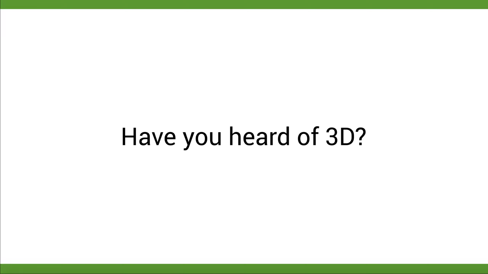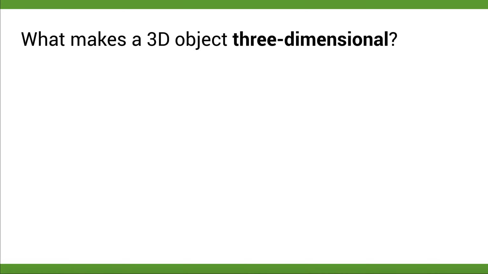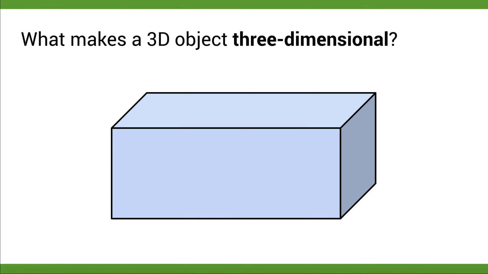Chances are you have heard about 3D when you watch movies, like IMAX 3D movies. So what does 3D mean? Well, 3D means three-dimensional. But what makes a 3D object three-dimensional? Here I have a picture for you, a little prism right here. What makes a three-dimensional object three-dimensional? What are the three dimensions?